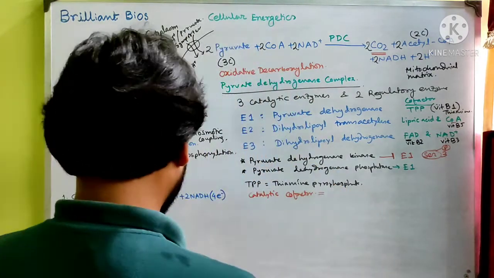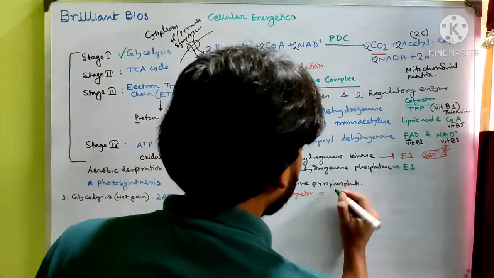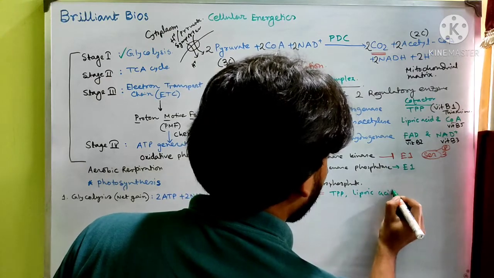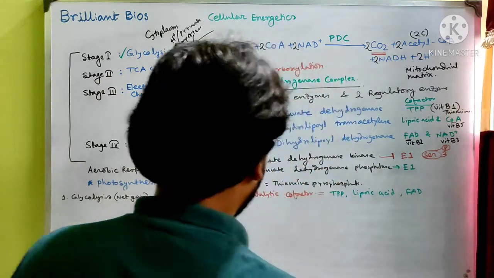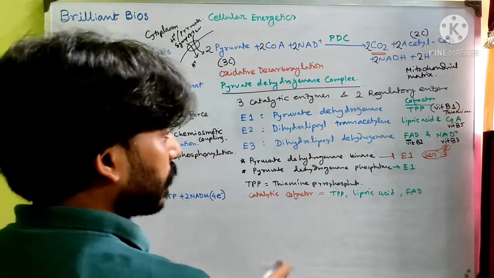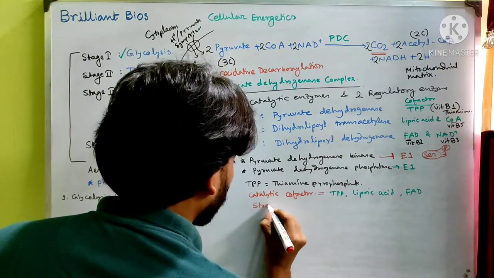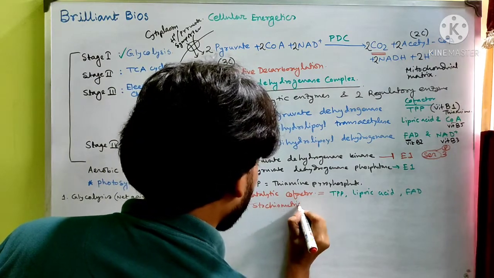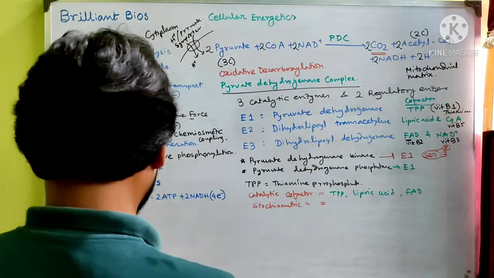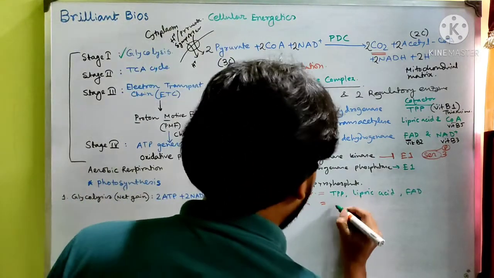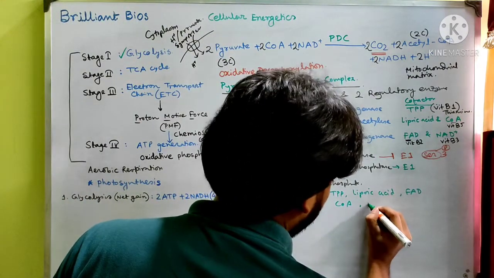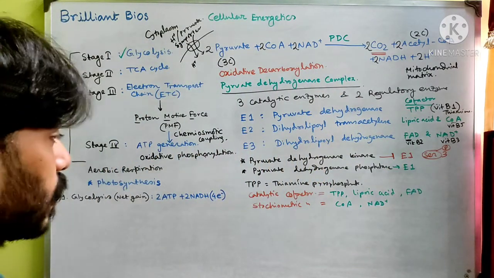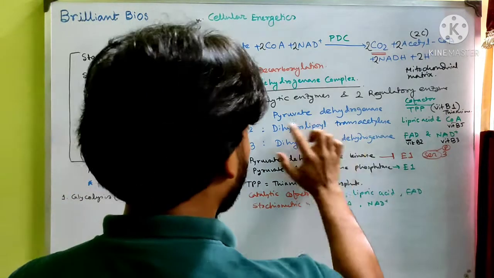Examples of these catalytic cofactors are TPP, lipoic acid, and FAD, flavin adenine dinucleotide. But the other two, called stoichiometric cofactors, are coenzyme A and NAD plus, which actually come from the outside but act as cofactors; they are stoichiometric, while the catalytic ones are associated with the enzyme.